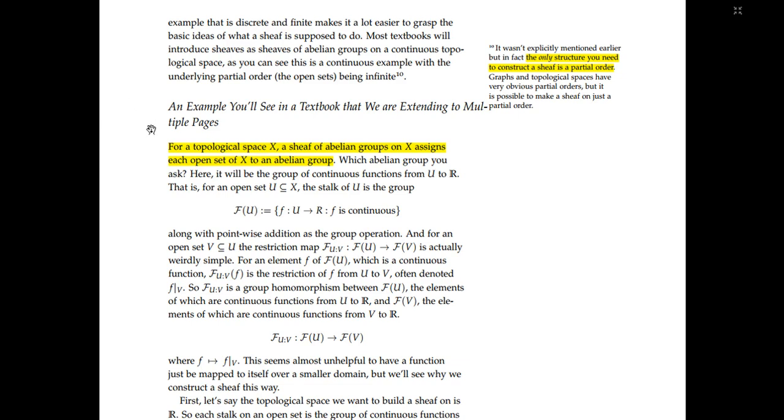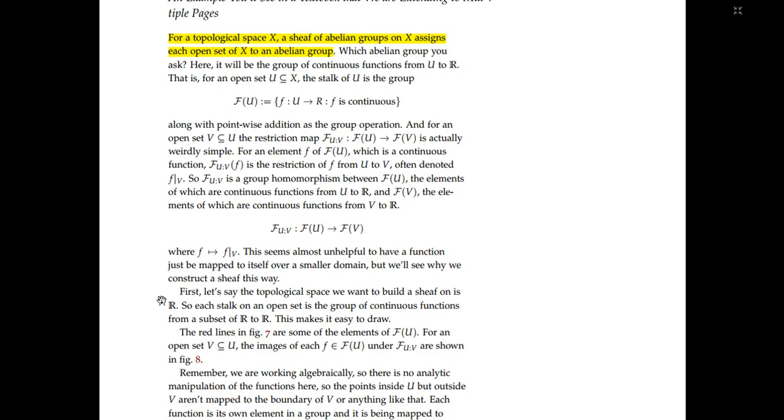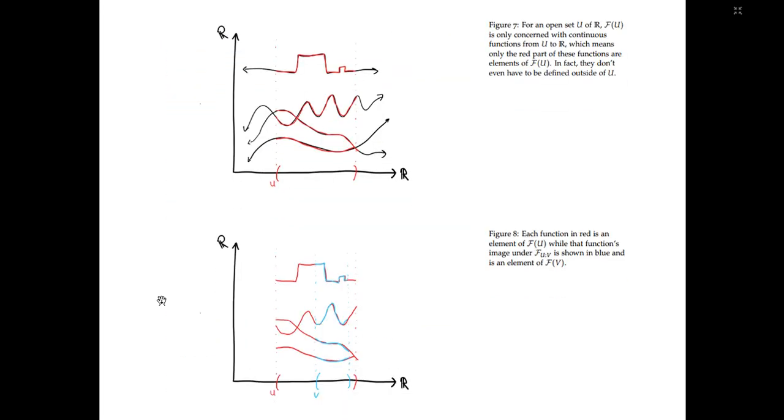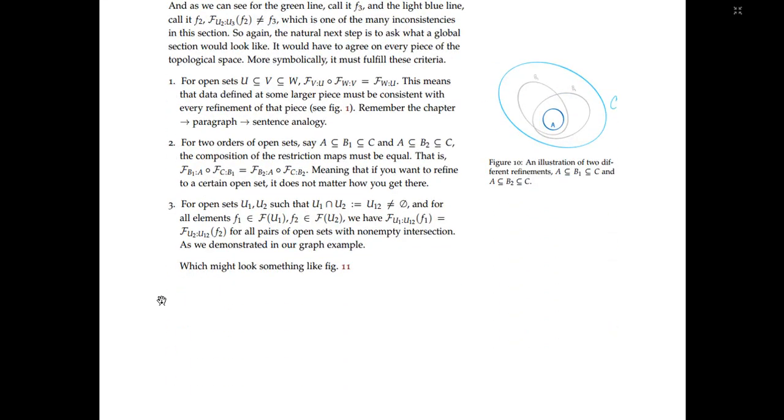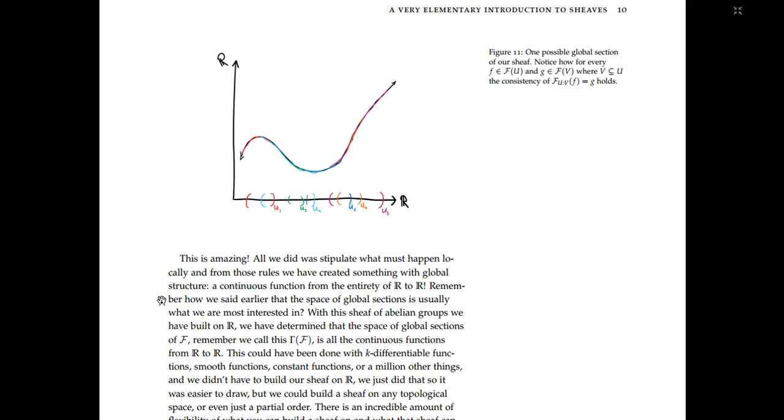We can have more complex sheaf structures. For example, on a topological space, we can have a sheaf of abelian groups on the space that assigns to each open set an abelian group. So this is a more complex example of a sheaf. If you are interested, you can have a look at it. But the concept of sheaf on a graph is sufficient for understanding the sheaf neural network.